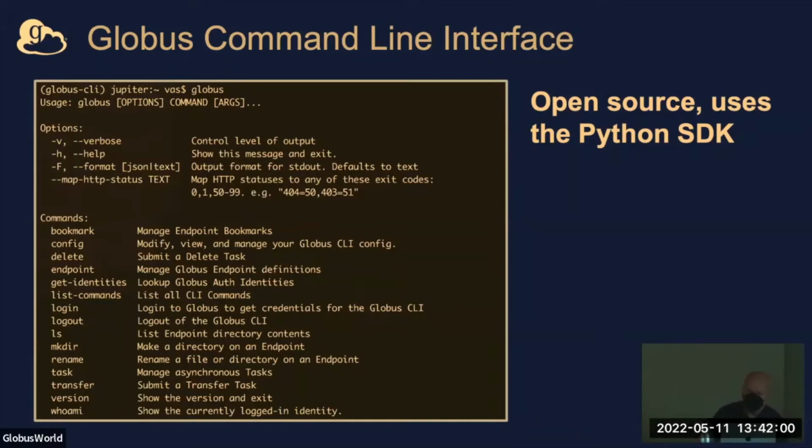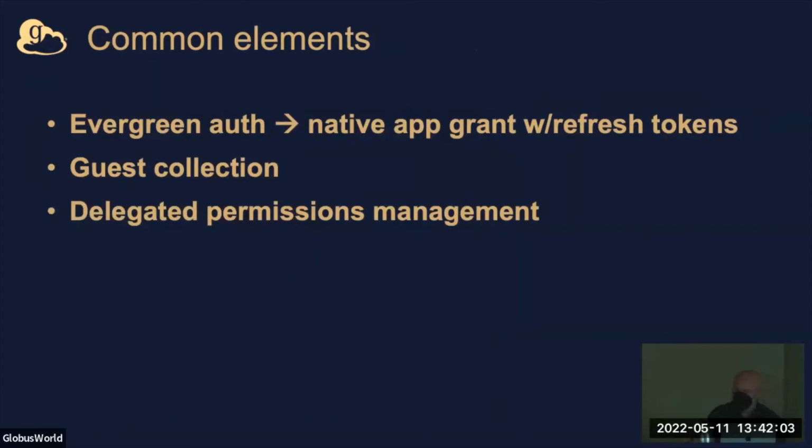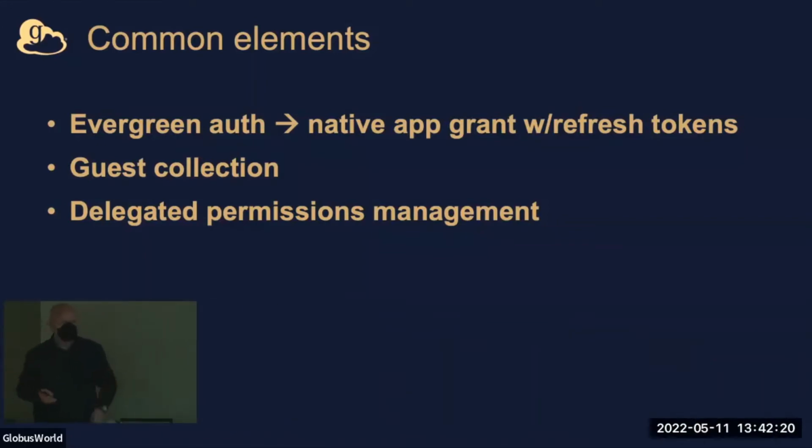But in order to use it for automation, there are three things that I want to highlight as being common pretty much across the board. So the first is sort of how do you do evergreen auth, as I call it. And Rachana talked about native app grants. So if you're going to use the CLI, it's a native app, right? It's a set of scripts. You're going to probably plug it into other scripts. So it means the app can't keep a secret. So when you register your script, your automation script, command line script with Globus Auth, you do that as a native app. And I'll show you what that looks like in a second.